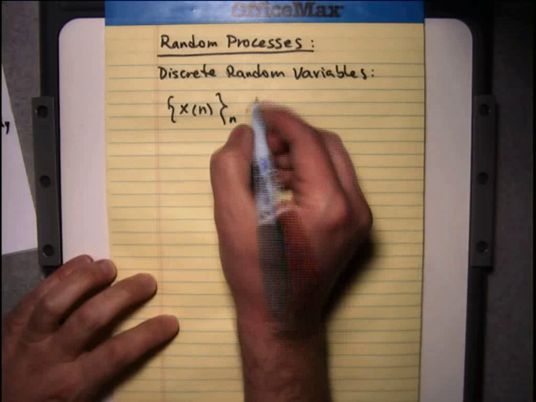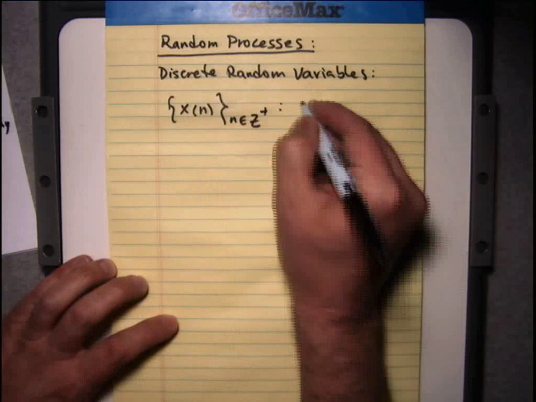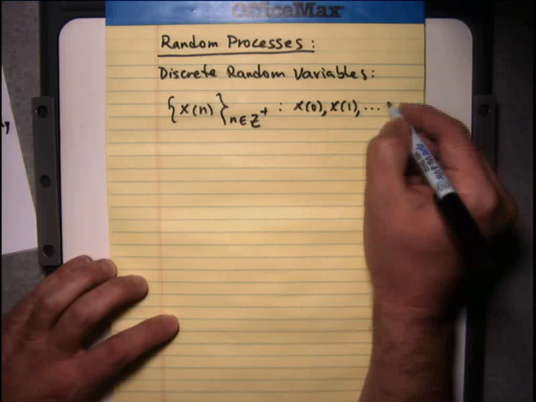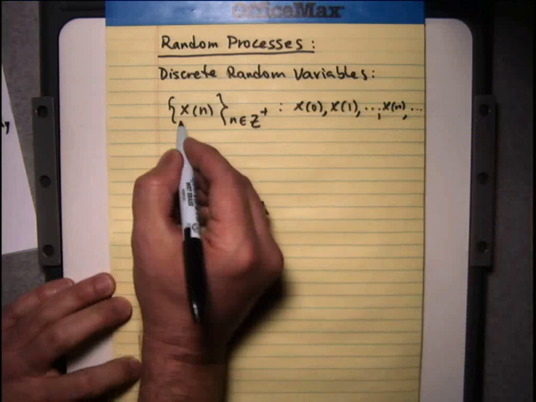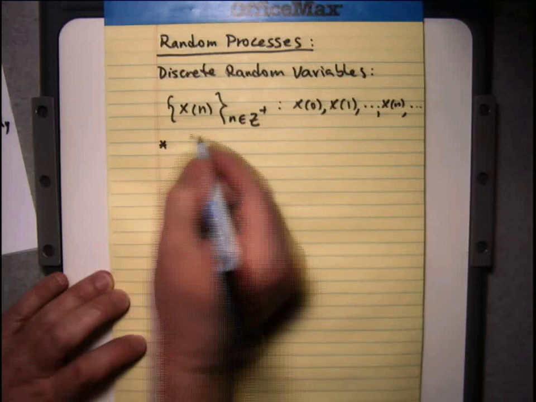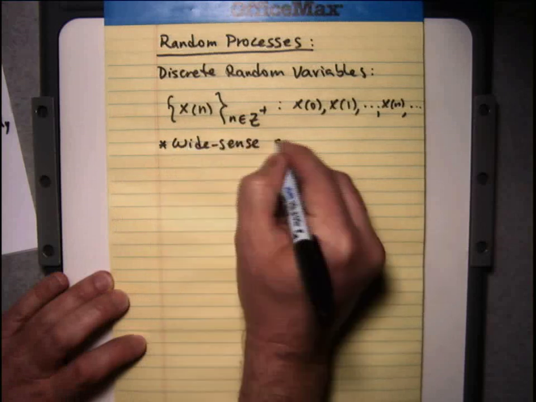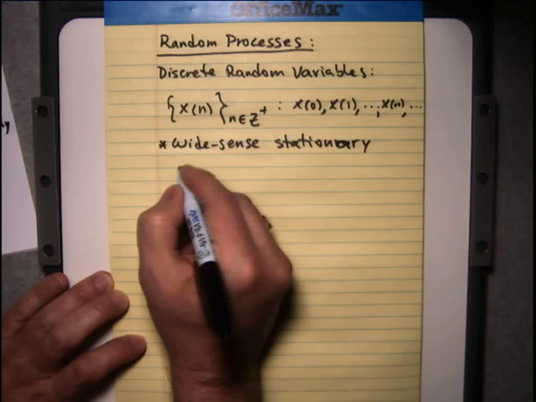Okay, so n is the positive integers. So this basically is x of 0, x of 1, and so on, x of n, and it may in fact go off to infinity, maybe infinitely long. So each one of these x_n's is a random variable, and as I said, they're somehow related to each other. More specifically, what we're going to be interested in are so-called wide-sense stationary random processes.